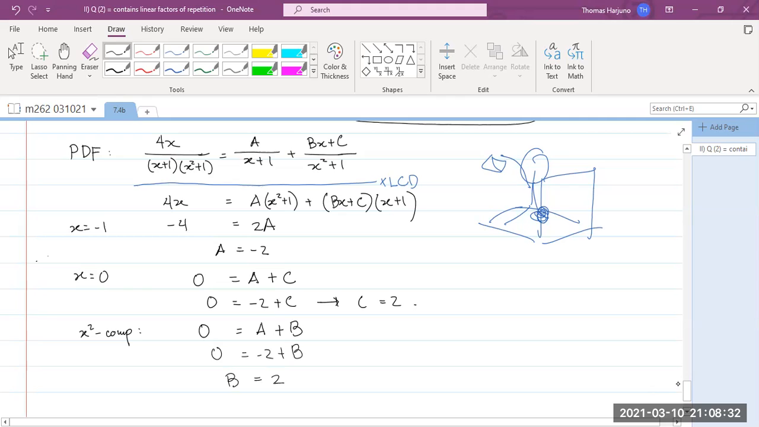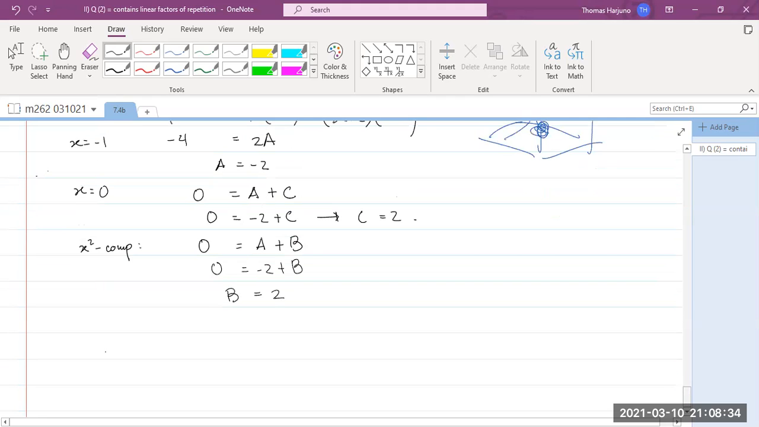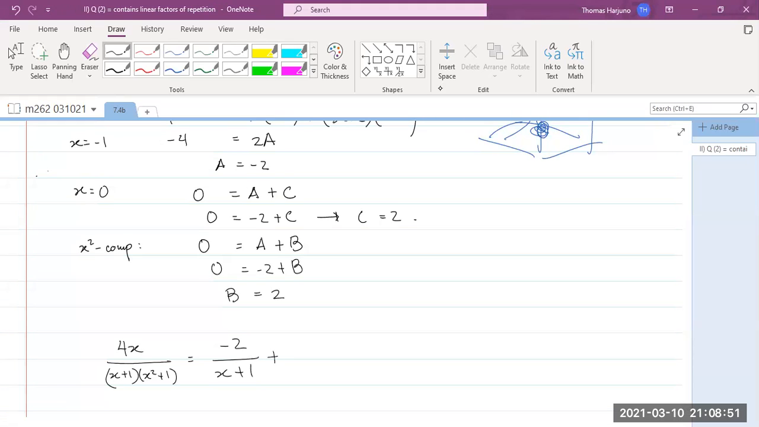Now from there, we have 4x over (x plus 1)(x squared plus 1) equals -2 over x plus 1 plus, am I doing anything wrong? No, I got the same thing.